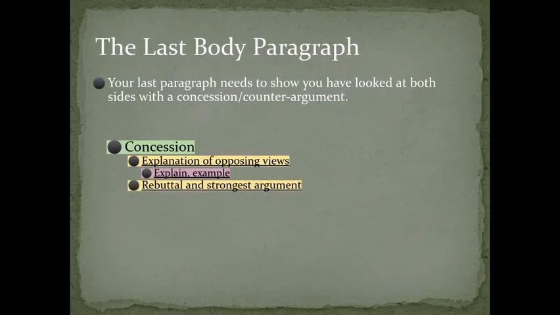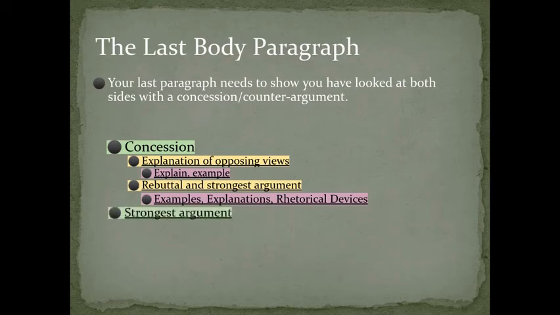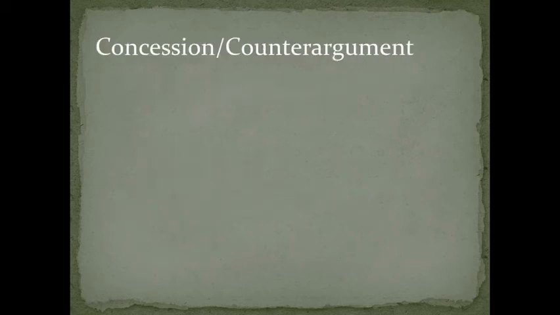But then this second part of this last body paragraph, you are not going to continue with their side. Instead, you're going to do your rebuttal, which hopefully is your strongest argument. But your rebuttal is why they're wrong. So here, you're going to come back to those examples, those explanations, those rhetorical devices. Hopefully this is backing up your strongest argument and explaining why the other side is wrong. Okay? So you're ending with that strongest argument that you have. So notice it's a little bit different in this last body paragraph. You start with the other side and you end with why you're right and they're wrong.